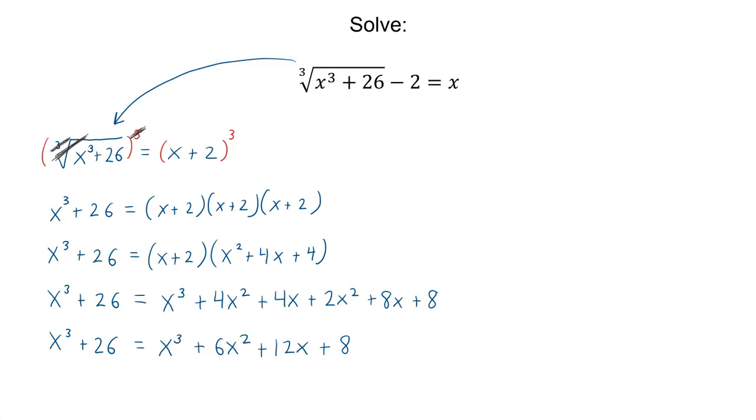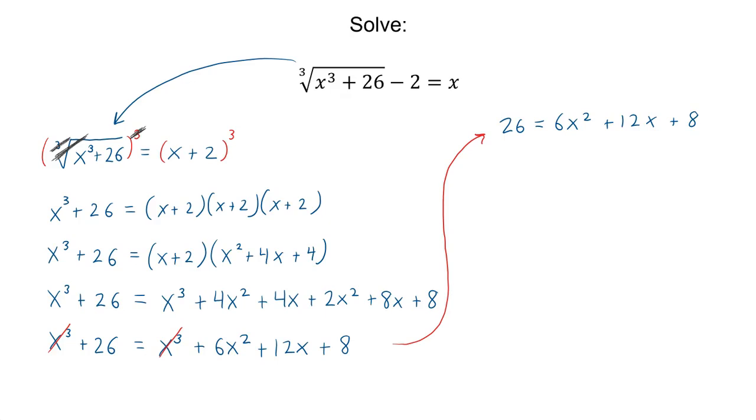I notice that we have a term of x to the third on the left and a term of x to the third on the right. That means if we subtract x to the third from both sides of the equation, the x to the third on the left goes away and the x to the third on the right goes away. That leaves us with 26 equals 6x squared plus 12x plus 8. This is a quadratic equation. So let's solve it by factoring.